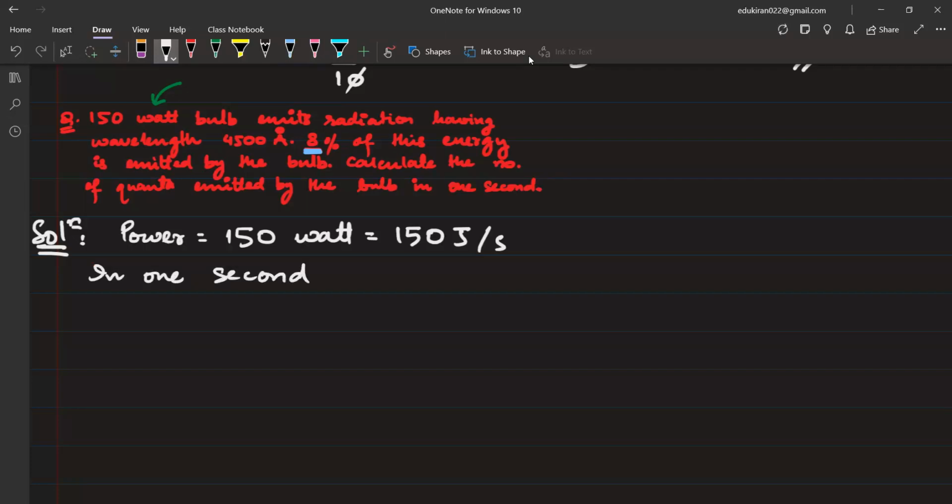All of you understood the second line? Yes or no? Please tell me, 8% of this energy is emitted by the bulb, right? Yes, sir. So now you have to calculate the 8% of 150. In 1 second, the actual energy that is emitted will be equal to 150 multiplied by 8%, which means 8 upon 100. I can cancel both of these terms, and then I can cancel this by 2, this by 3, and this by 4. I hope all of you saw this.